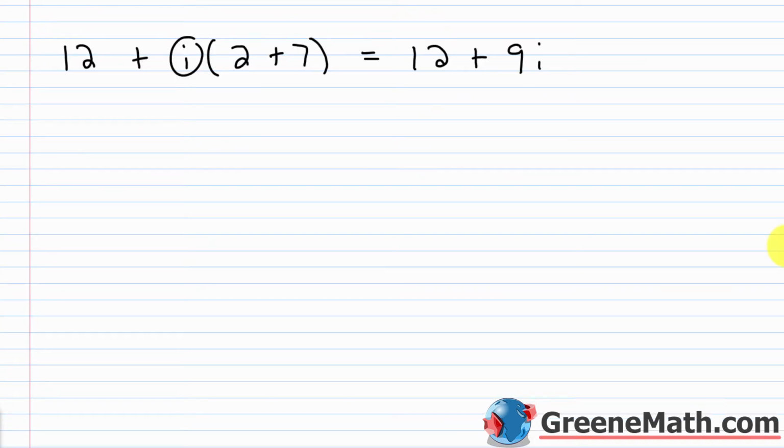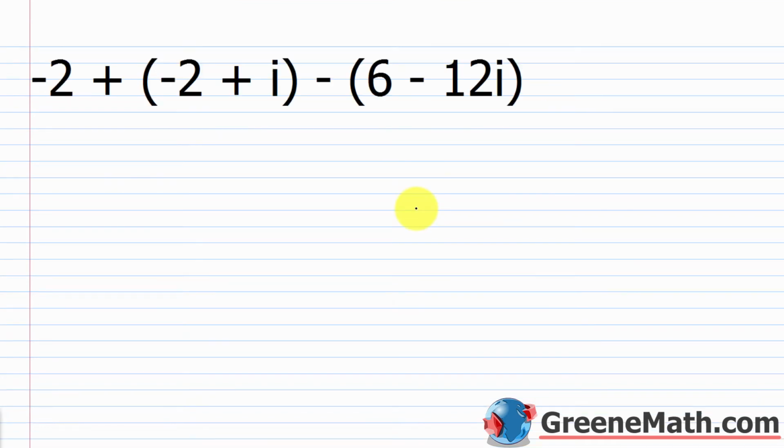Now, when we see it like this, where we have a, the real part, plus bi, the imaginary part, this is known as standard form for a complex number. So when you write something, you want to write it that way. You don't want to put 9i plus 12. You want to put 12 plus 9i. All right, let's take a look at another one.